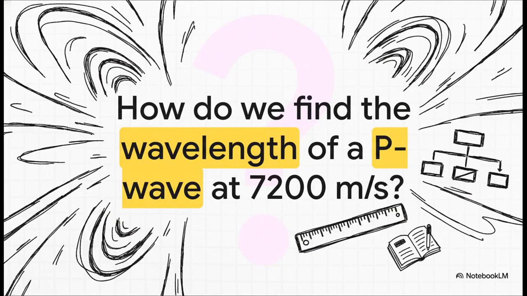Okay, now for the main event of this section. Question 03.4 is where the bigger marks are. We need to find the wavelength of a P wave that's traveling at 7,200 meters per second. This one's worth 3 marks, which is a massive clue, right? It means they want to see your method. They want to see how you got to the answer.